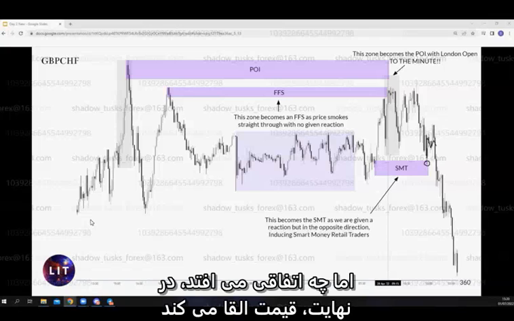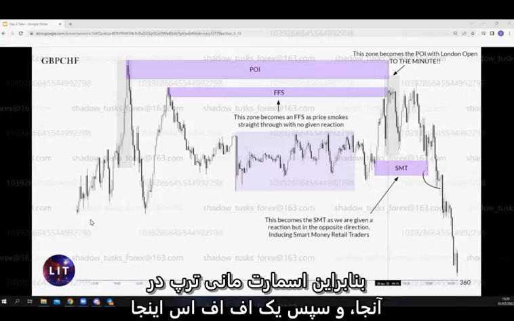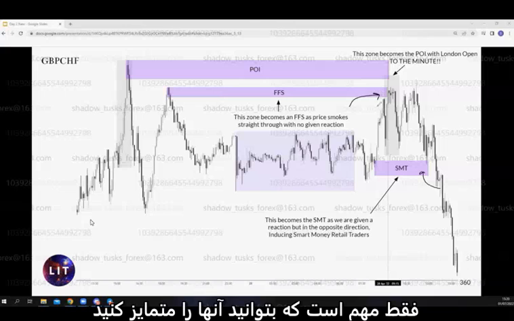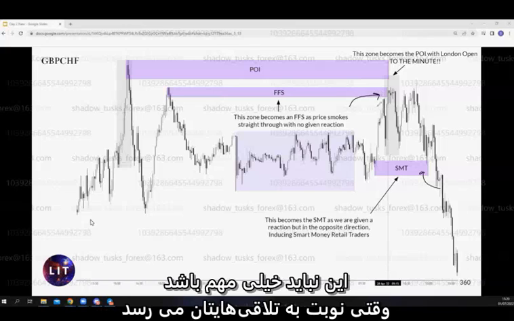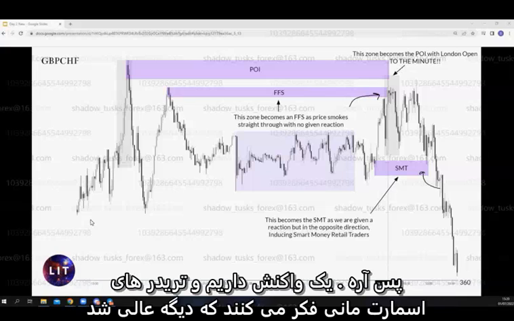But what happens ultimately? Price induces. So smart money trap there, and then an FFS over here. Just important to differentiate the two. It shouldn't be so important in the sense when it comes to your confluences, but more so just for understanding purposes. So yeah, we've given a reaction.